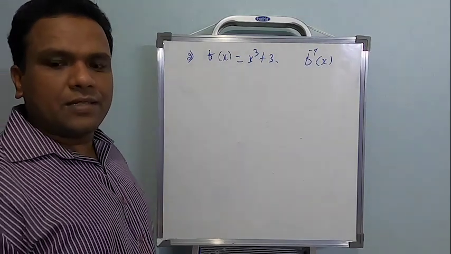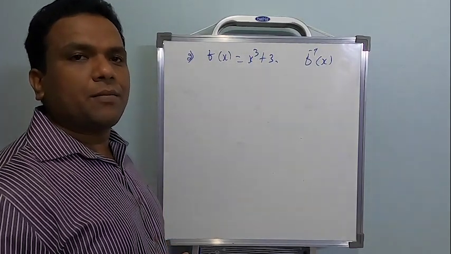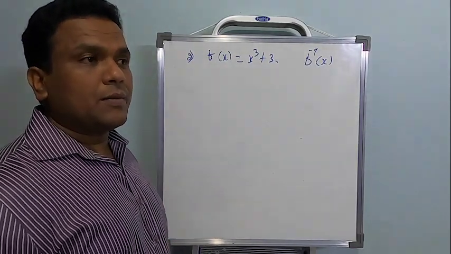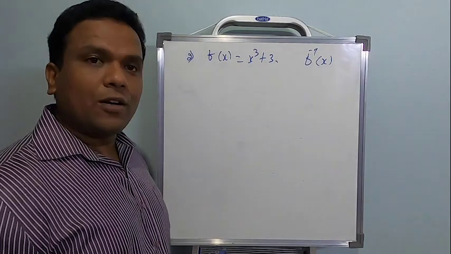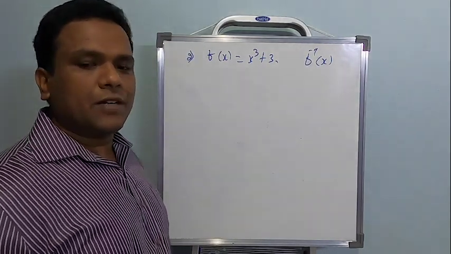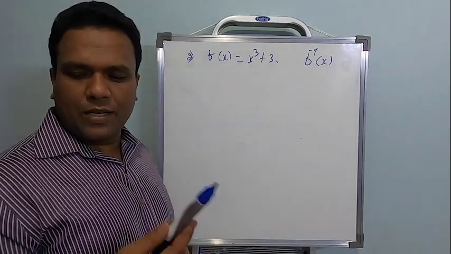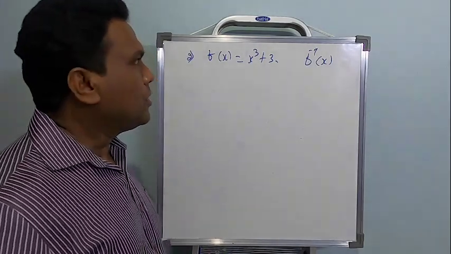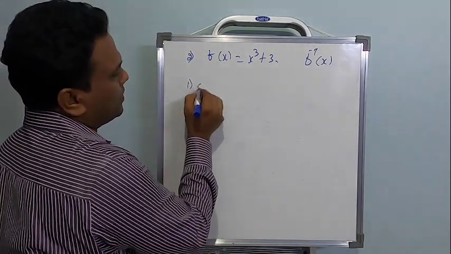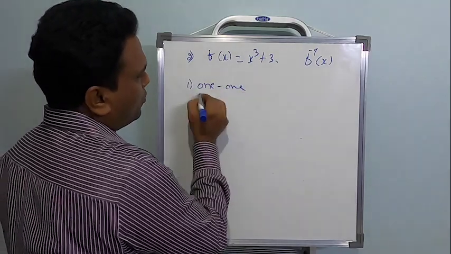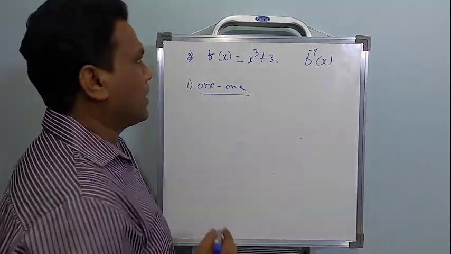Now f inverse of x exists only if the given function is bijective. I'm using the bijective condition and trying to find the inverse. But there is a different method that I may be explaining after example number 4. So just wait for it. So first I need to check whether the function is going to be one-one.